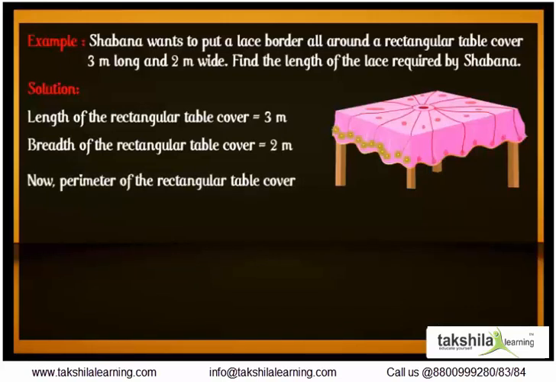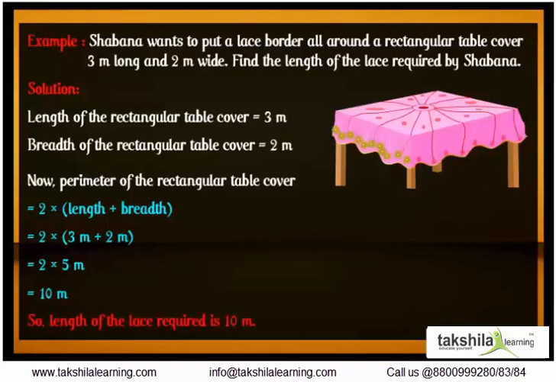Now, perimeter of the rectangular table cover is equal to 2 into (length plus breadth) is equal to 2 into (3 meters plus 2 meters) is equal to 2 into 5 meters is equal to 10 meters. So, length of the lace required is 10 meters.